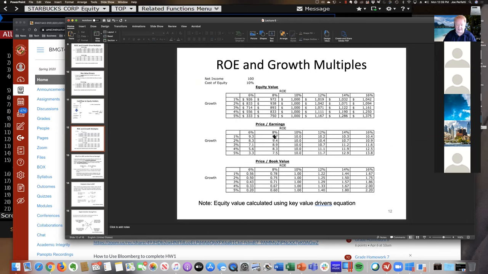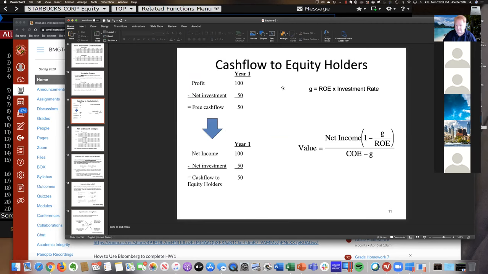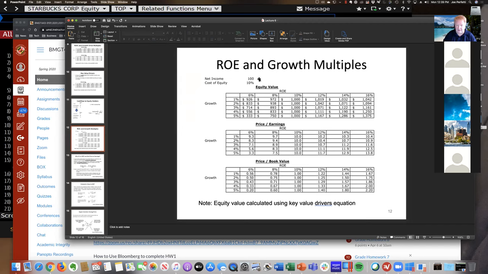So again, a lot of data in this next slide, but here's the point. If I take the same key value driver equation and run the math through the table, $100 of income, 10% cost of equity, I get these results. At a 10% ROE and 10% cost of equity, it doesn't matter what the growth is, value doesn't change. Negative spread, positive spread, different growth rates. The second part of the table says I'm going to take these values and divide by my income. Price or value divided by earnings is the PE ratio. So it's just this divided by the 100. A company with a 10% ROE, given a cost of equity of 10%, zero spread, would trade at 10 times earnings, regardless of the growth rate, because it doesn't matter what the growth is at a zero spread. A company that had a negative spread would trade at a multiple less than 10, and a company that has a positive spread would trade at a multiple higher than 10.